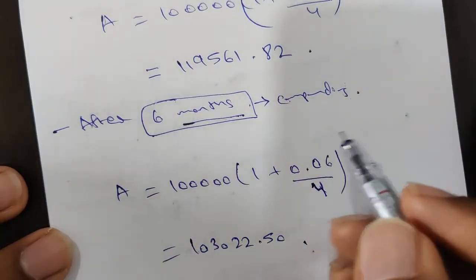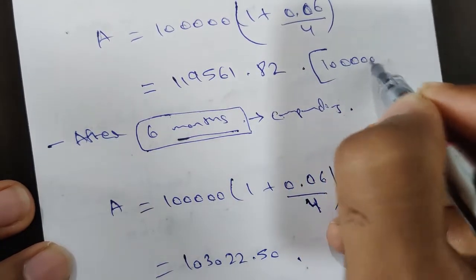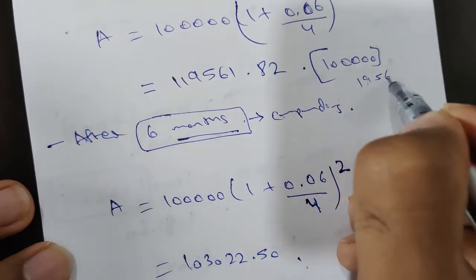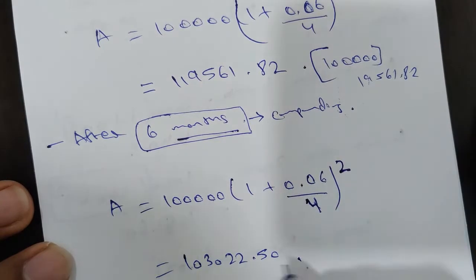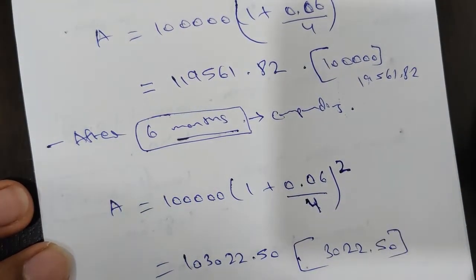Now calculating the interest, which we have seen, just minus 1 lakh rupees from this. So what is 19561.82? Similarly, what is the interest part in this? 3022.50.